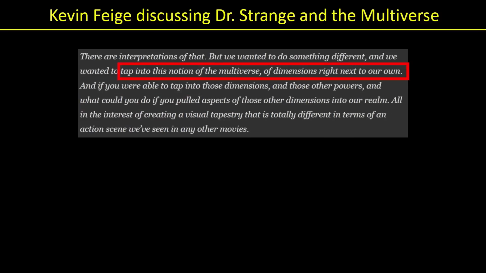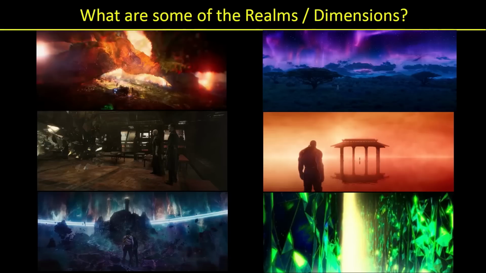Okay, cool. And then finally, he says, again, we're going to tap into this notion of the multiverse of dimensions right next to our own. So I really wish he hadn't used the word dimension so many times, but it seems pretty clear he is saying there is a multiverse, which is made up of multiple universes, and there are dimensions. Okay, great. So, just as an example, here are only a few of the many realms or dimensions.